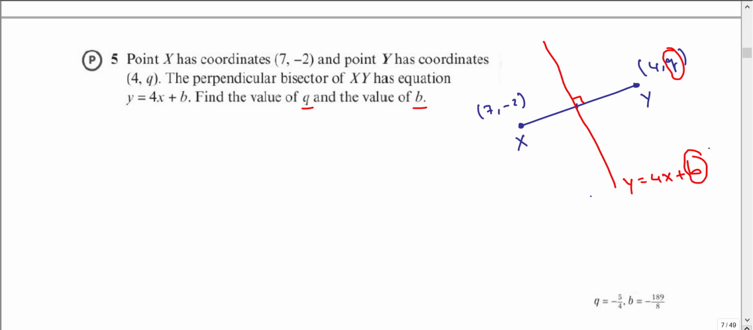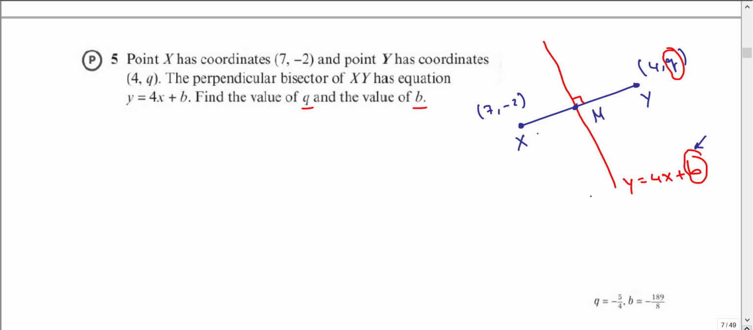First, how to get b? You need the midpoint here. But you cannot find the midpoint. Why? Because you don't have this Q. You need Q to get the midpoint.